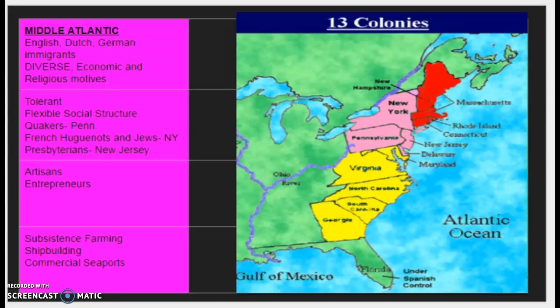Just to the north, the French Huguenots, who could not settle in Catholic New France, could come to New York. The Jews could come to New York. In New Jersey, another area of religious toleration, the Presbyterians will settle. Middle Atlantic, home to a lot of middle class artisans like shoemakers and coopers and entrepreneurs, business people. You could find opportunities in the Middle Atlantic regions to start your business.